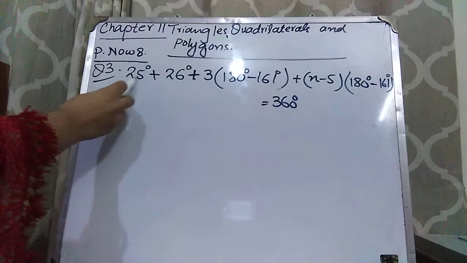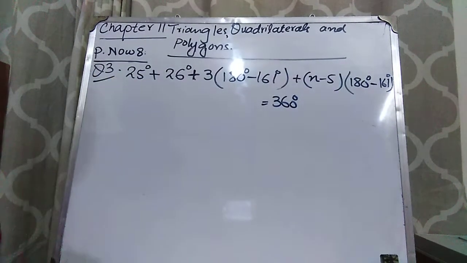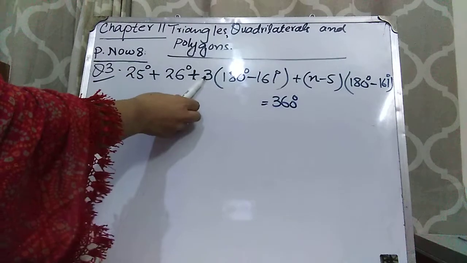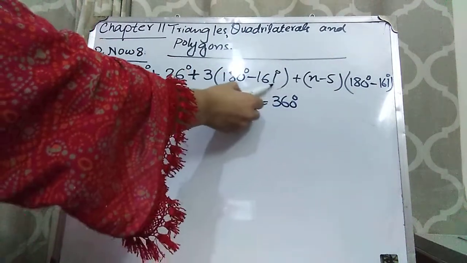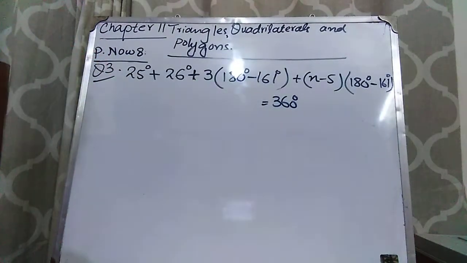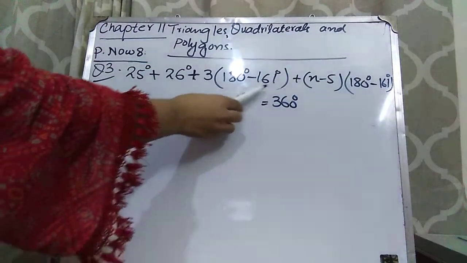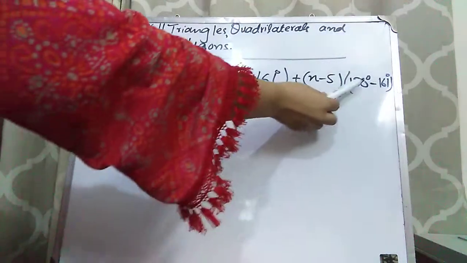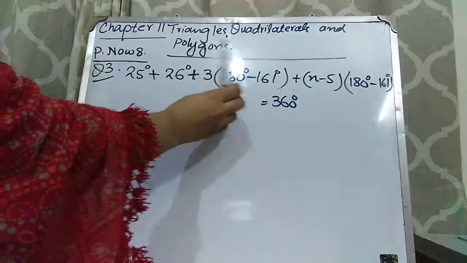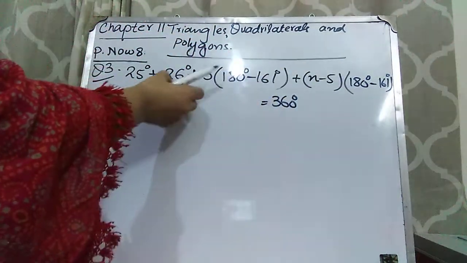They were saying that the first two exterior angles are given, which are 25 and 26. And then 3 of the interior angles are given, 161 each. So you will not multiply 3 with the interior angle. You will convert the interior angles into exterior angles by subtracting from 180 degrees. So now these are 3 exterior angles. And then they are saying the remaining interior angles. Again, you will convert the interior angles into exterior angles by subtracting 161 from 180. And remaining means, these are 5: 3, 4, 5.